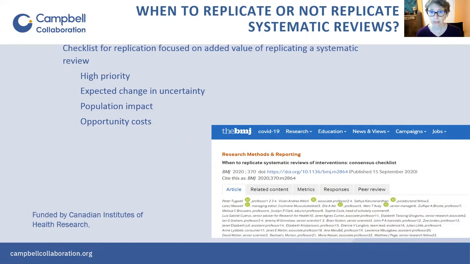The first, that they need to be high priority. The second, that they will have an impact on changing uncertainty about the decision. The third, that they will have a large population impact, and that could be benefit or harm. And the last, that opportunity costs outweigh other things that could be done with the time and resources.